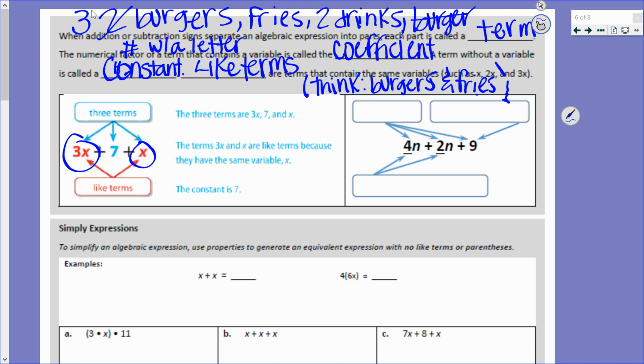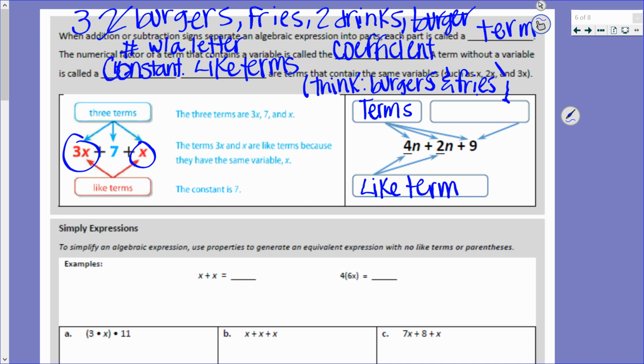Yes, okay. So, in the expression next door to it, 4n plus 2n plus 9, let's take a look and examine the pieces. We have a total of 3 terms. So, these are our terms. 4n and 2n, these are like terms.